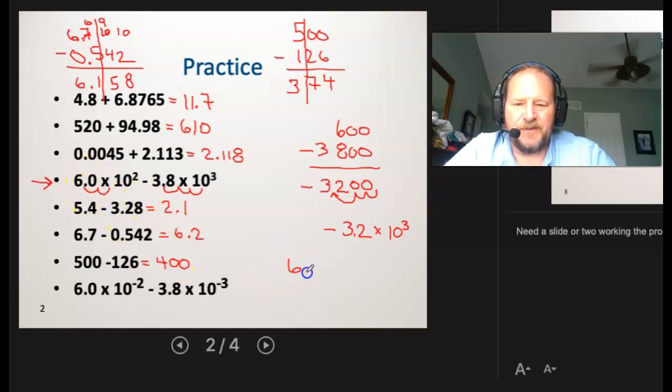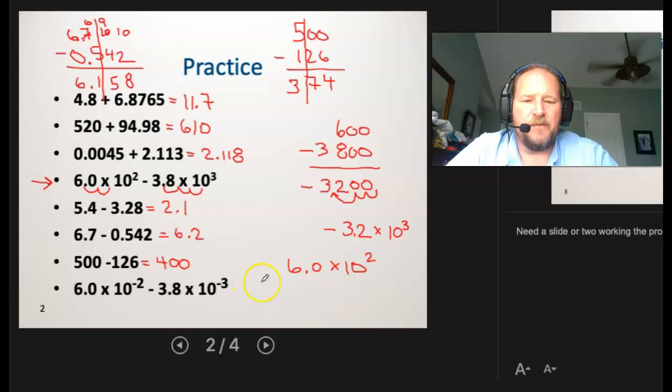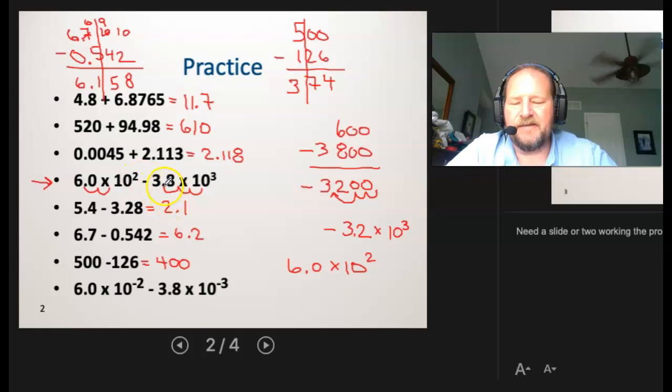So I'm going to take 6.0 times 10 to the 2. And what I want to do is match that power of 10. So I'm only going to expand the second number to get this power of 10 to match that power of 10. In this case, what we're going to do is move over one place. And so that's going to be 38 times 10 to the 2.